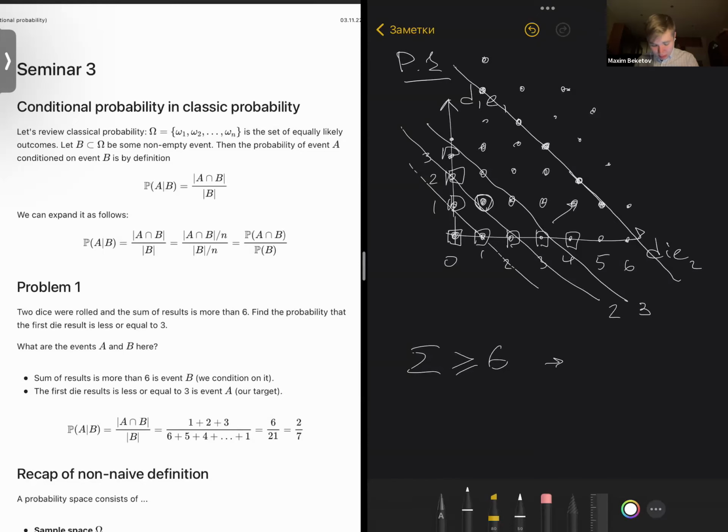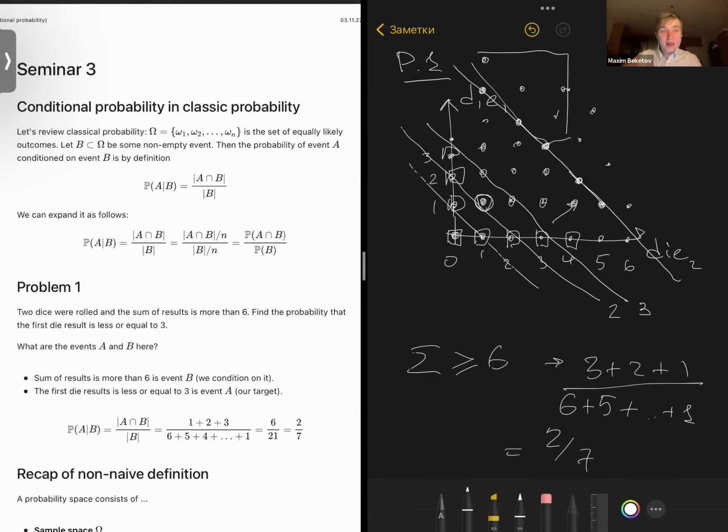Yeah, so you can count them that way. 6 plus 5. Those are the number of points along the diagonals, and so on up to 1. And out of those, only those work for us where the first die is less than or equal to 3. So we are cutting this sub-triangle. And if you count the number of points there, it would be 3 plus 2 plus 1. And there you go, 2 out of 7. Phew, sorry. I guess you got it.